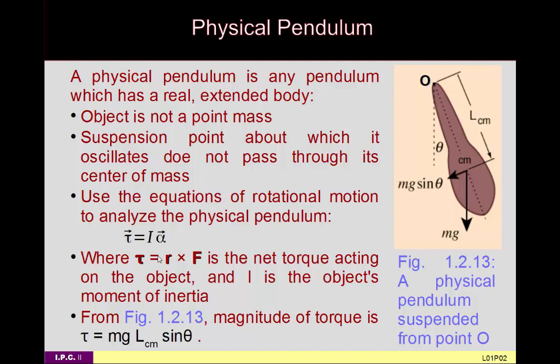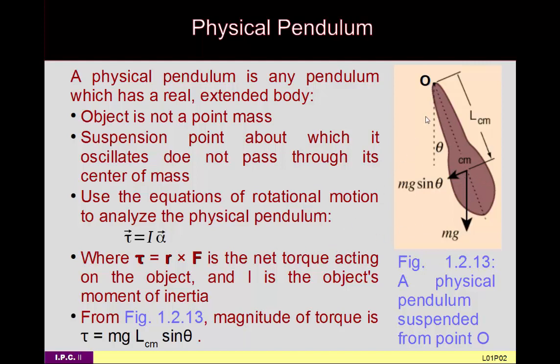So recall that the torque is given by the cross product of r cross F. So torque is going to be basically the force times the distance at which that force is acting from the suspension point, times the sine of the angle between them, and then of course in the direction perpendicular to the lever arm and to the force.